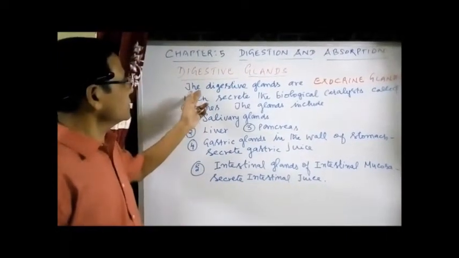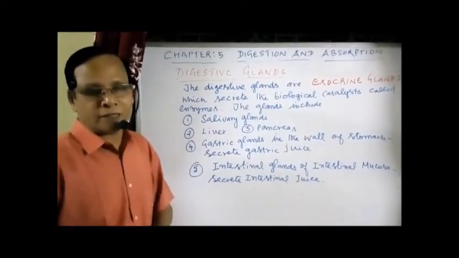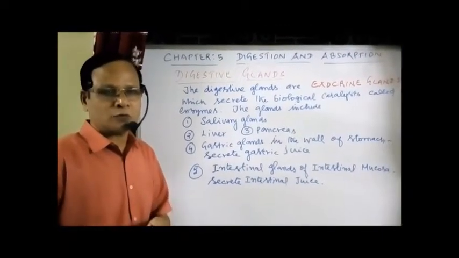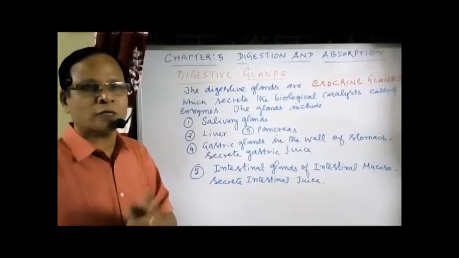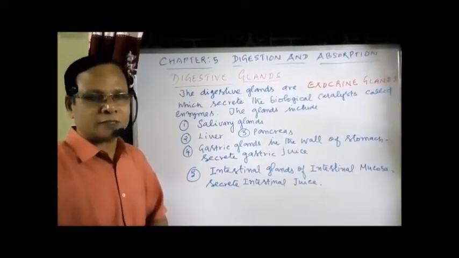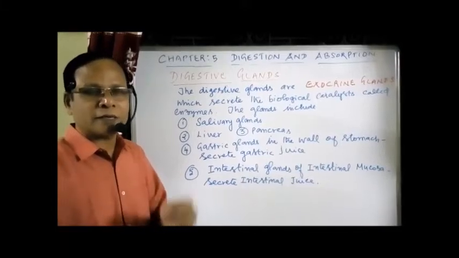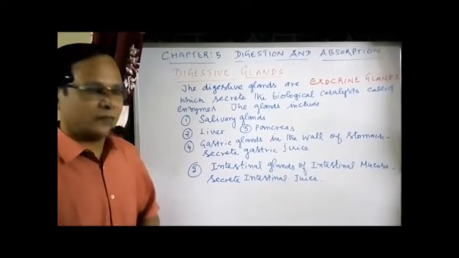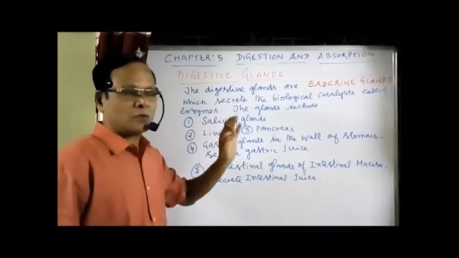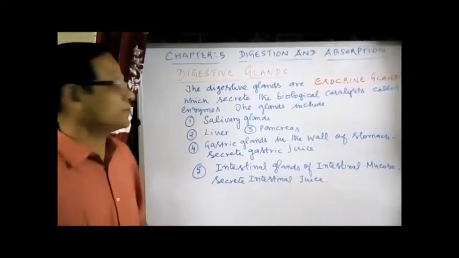The digestive glands are exocrine glands. If you are taking the glands in the body, there are two types. One is exocrine, another one endocrine. Exocrine glands have a duct, we have studied. Endocrine glands are without duct, or ductless glands. All the digestive glands have a duct except one or two in the wall of the intestine.